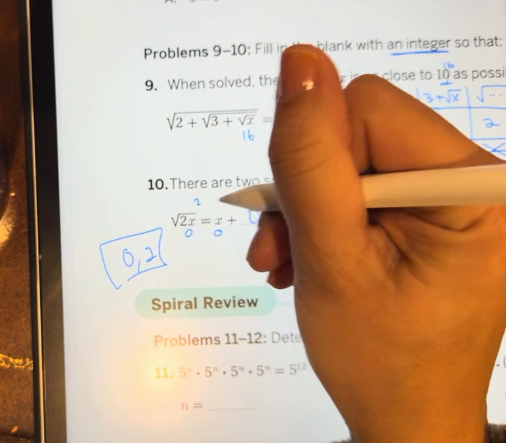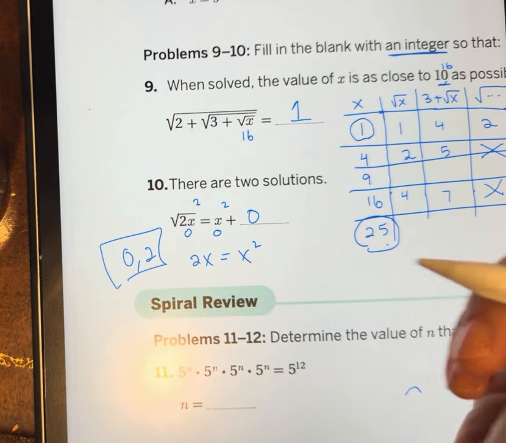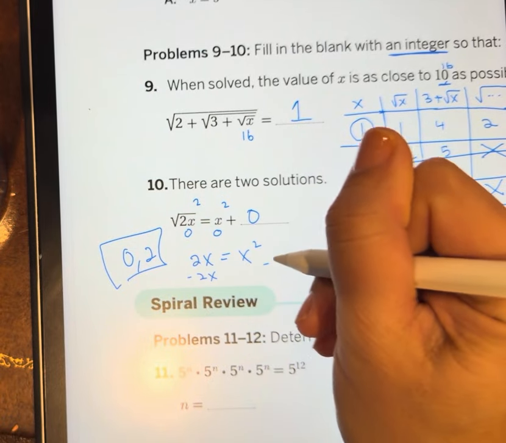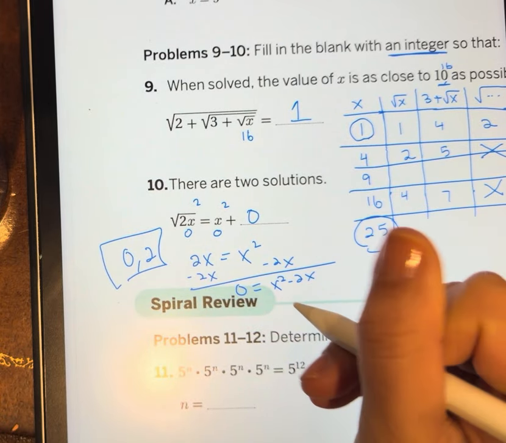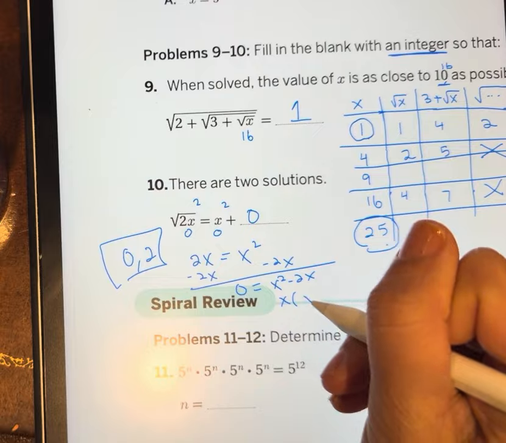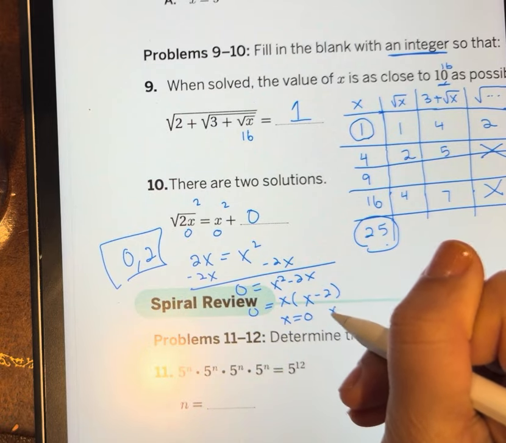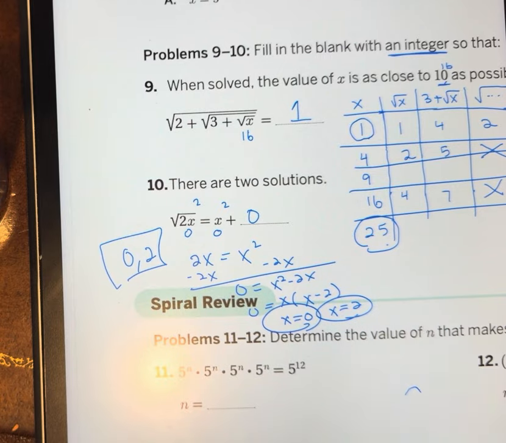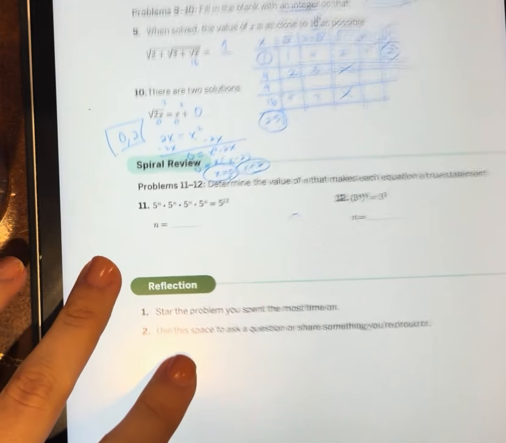Solving this out, you square both sides, you get 2x equals x squared. And if you do what I said, which is to move everything to one side and factor, the factoring's simple, just take out the common factor. So you get x equals 0 and x equals 2. Two solutions, they both work. I overcomplicated it. Okay, let's move on.